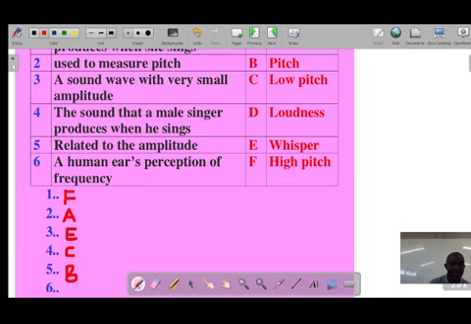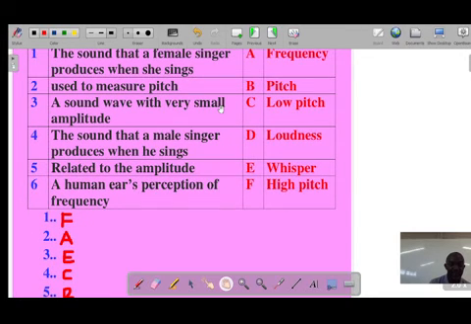And then next, a human ear's perception of frequency. What is it? A human ear's perception of frequency. Okay.